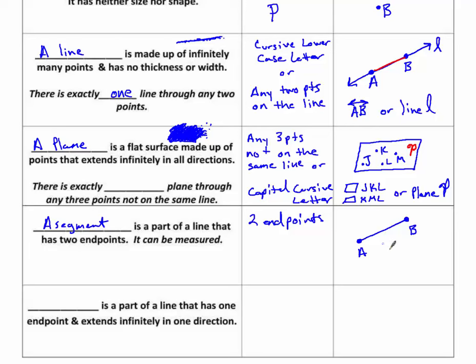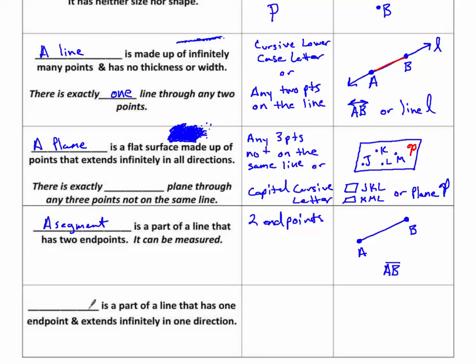Now the way that we write that, just like for the line we put a line symbol on top of AB, for a segment we're going to put a segment symbol over AB, which is basically the symbol for a line but without the arrows on it, which indicates that it's not a line, it's a segment.